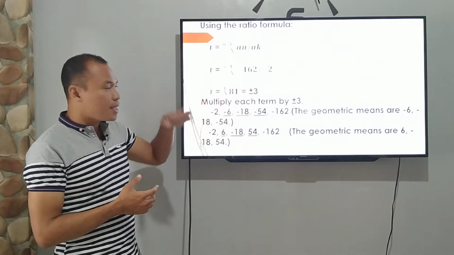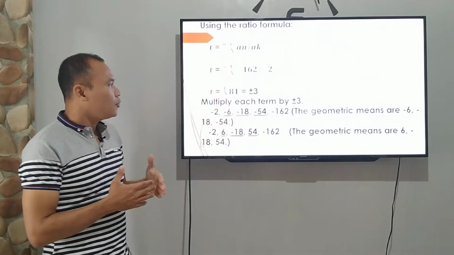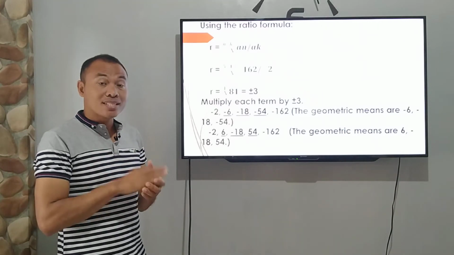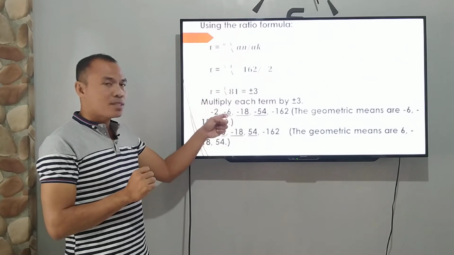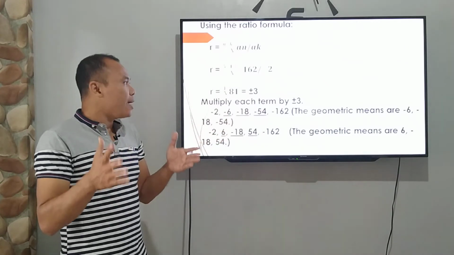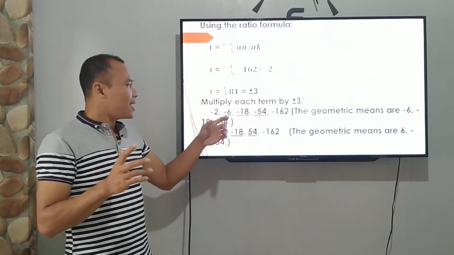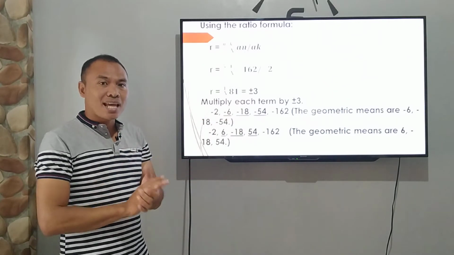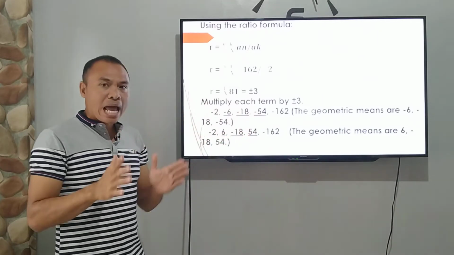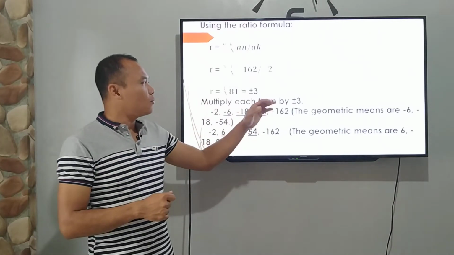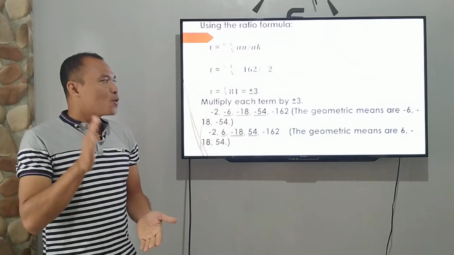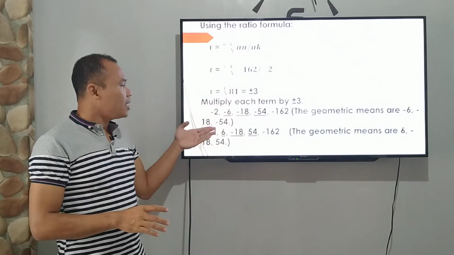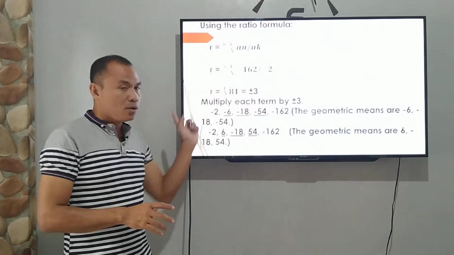The first term is negative 2. Negative 2 times positive 3, what's the answer? It's negative 6. Negative 6 times positive 3 is negative 18. Negative 18 times positive 3 is negative 54. Times positive 3 is negative 162. So, the geometric means are negative 6, negative 18, hindi siya nasama dito, nagpaiwan.